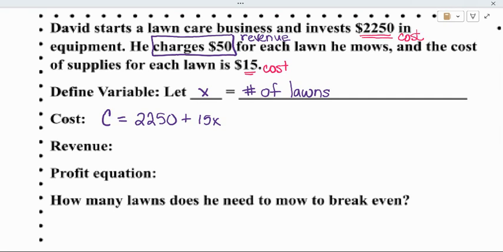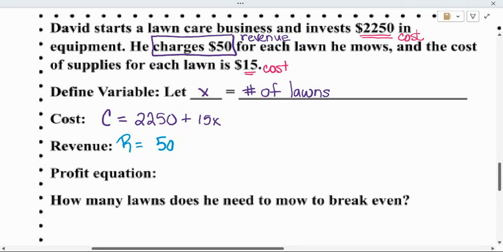Okay, what about revenue? Kenna, what do you think our revenue equation is going to be? How much does he make? So the money he's earning from cutting the lawn or doing whatever he's doing. Yeah, so what is it? What does he make for every lawn? 50 each. So how do I show $50 per lawn? 50x, good job.